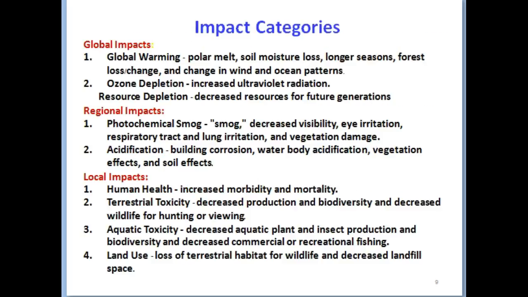Let's look at the impact categories. The global impacts include global warming, ozone depletion, etc. Regional impacts include photochemical smoke, acidification, etc. And the local impacts include human health, terrestrial toxicity, aquatic toxicity, land use, etc.